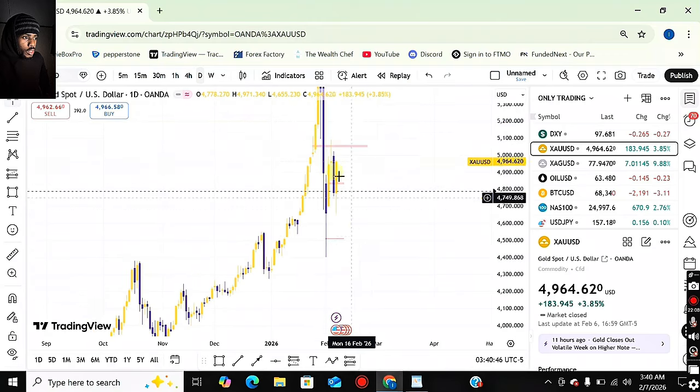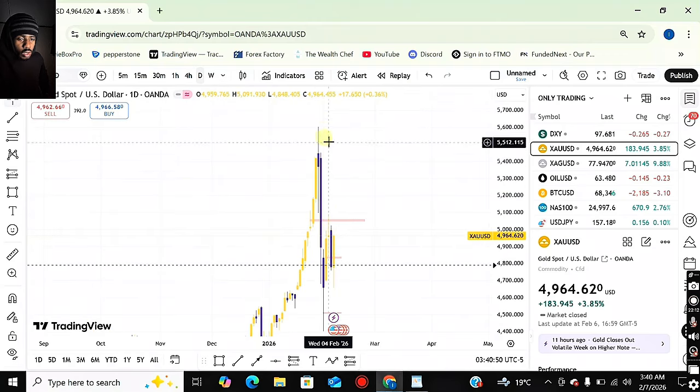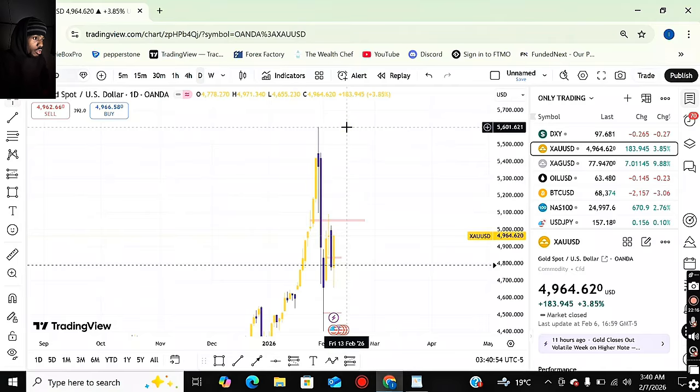And if you see price come above this, then I'll know to target up here or here. You know what I'm saying? So hopefully that was clear enough for you all. It's that simple.